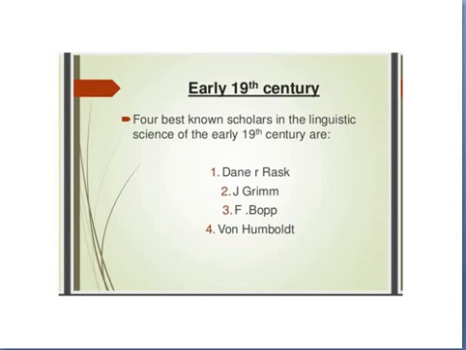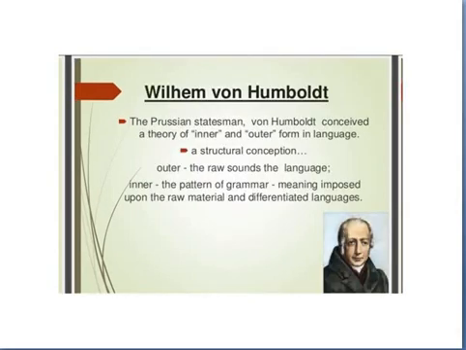The four best known scholars in the linguistic science of the early 19th century are number 1, Rask, number 2, J. Grimm, number 3, F. Bopp, and number 4, von Humboldt. These are the renowned scholars, basically in the early 19th century, who contributed a lot to linguistics.